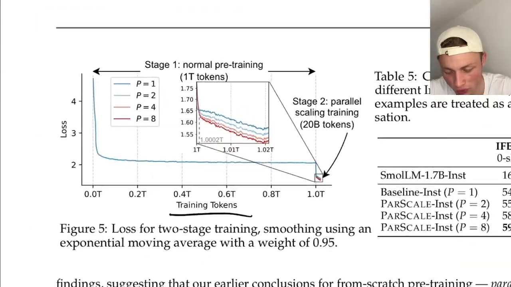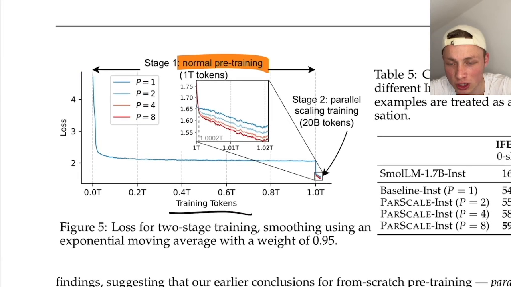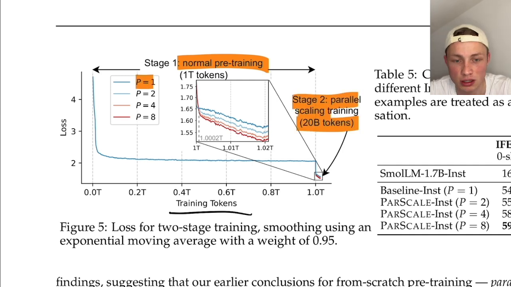So what is a two-stage pre-training? Yeah, we are just using normal pre-training on most of the dataset. So we use 1 trillion tokens for doing normal pre-training, so P is equal to 1. And then we can even scale it by increasing the value of P. And we can see a great decrease in the loss in stage 2.